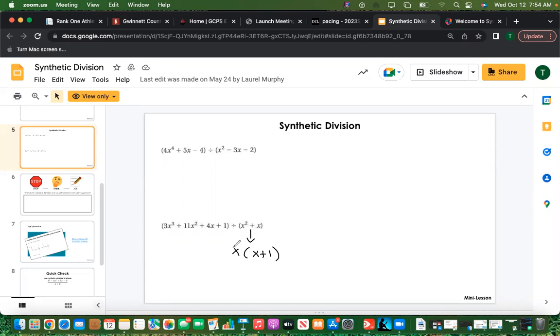When I have this x outside, this is kind of like saying x plus 0. So I could actually synthetically divide by 0. So that's what I'm going to do. With synthetic division, we're going to put that 0 in the little box. Remember, we're going to list out all of our coefficients. So we've got 3, 11, 4, and 1.